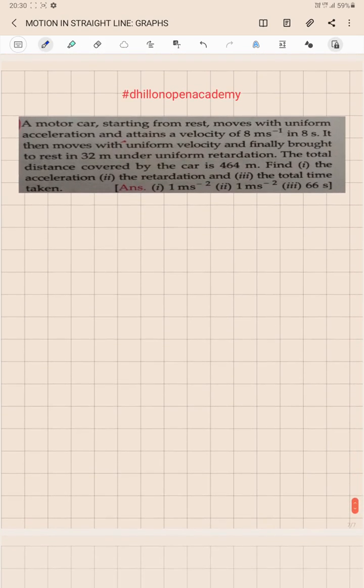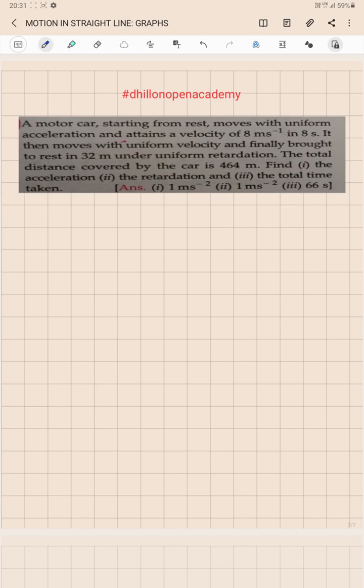Our second question. A motor car starts from rest, moves with uniform acceleration and attains a velocity of 8 meter per second in 8 seconds. It then moves with uniform velocity and is finally brought to rest in 32 meter under uniform retardation. Total distance covered by the car is 464 meter. We have to find out the acceleration in the first part, the retardation in the last part, as well as the total time taken, that is the total time of motion of the body.